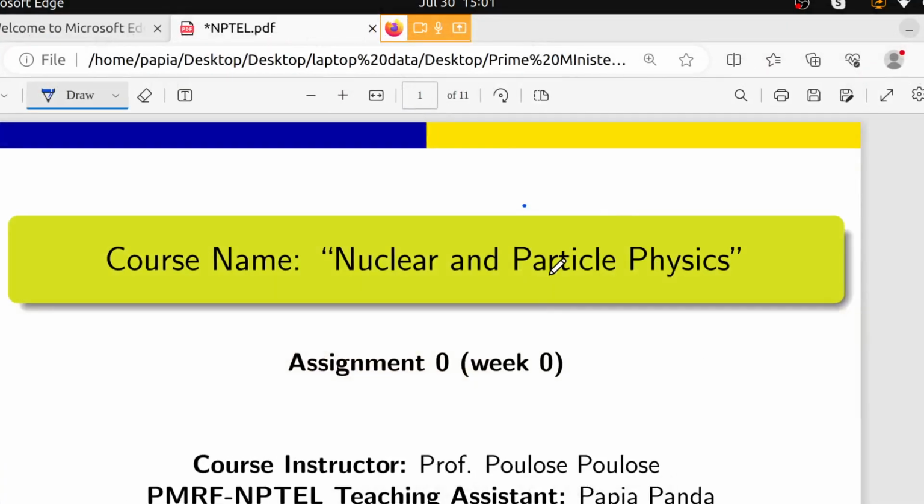Okay, so let's start. Basically this is the course Nuclear and Particle Physics. The course instructor is Professor Paulos and I am Papia, the PMRF NPTEL teaching assistant. In this whole course, I will discuss the previous year question assignments, not this year's obviously. It will be like question and answer. The whole course is 12 weeks, with 2 hours per week, that means 24 hours as a whole for the discussion of the previous year assignments.